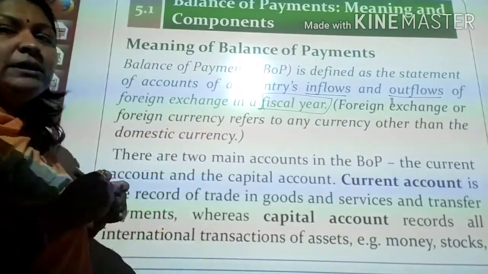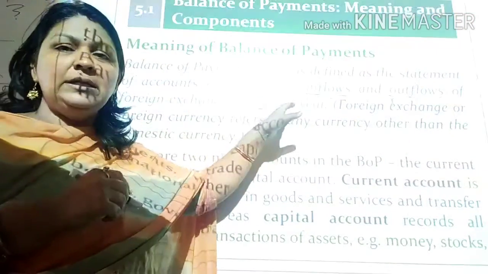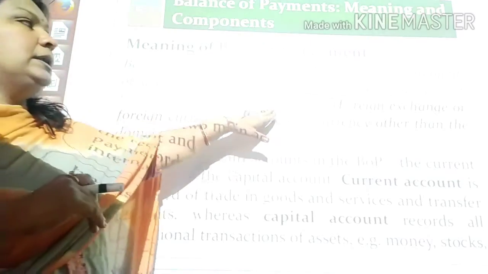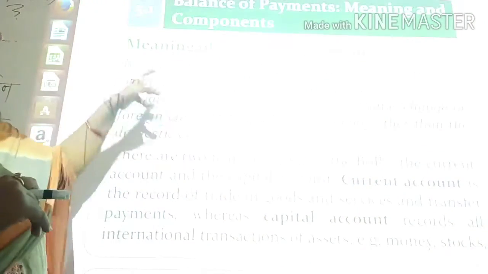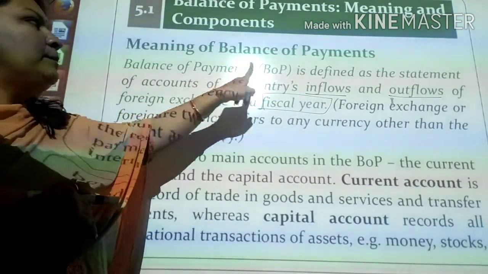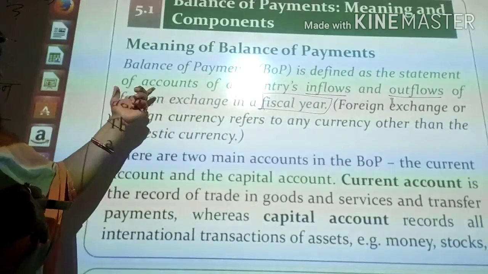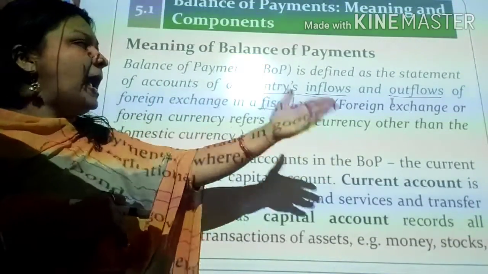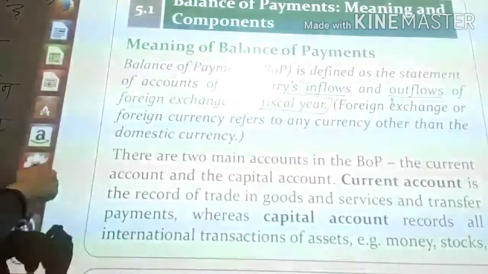What is the fiscal year? Again and again we are using this term, fiscal year. Fiscal year means the current financial year. Fine. So again I am repeating this balance of payment definition. BOP is defined as the statement of accounts of a country's inflow and outflow of the foreign exchange.